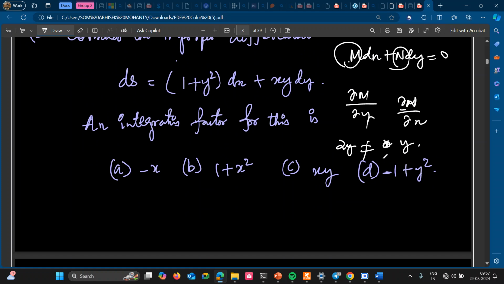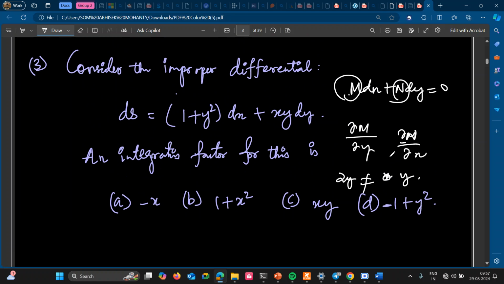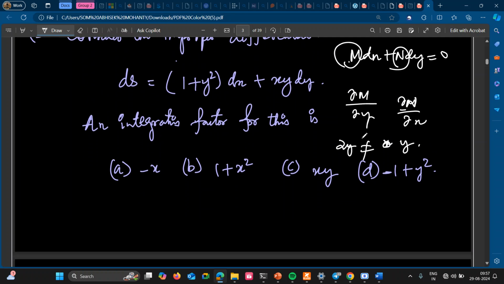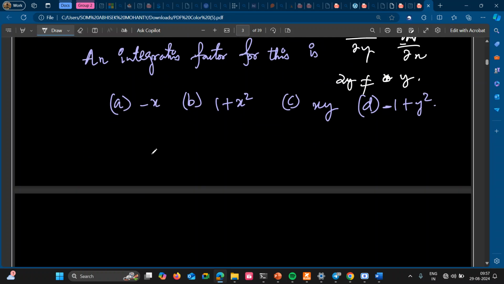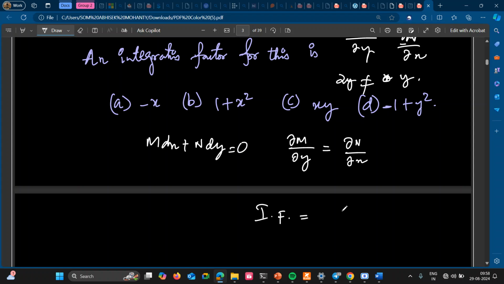Integrating factor terms. How to solve it? If they were equal, what could have been done? If it was like M dx plus N dy is equal to 0, and if del M by del y equals del N by del x, then what would the integrating factor have been?